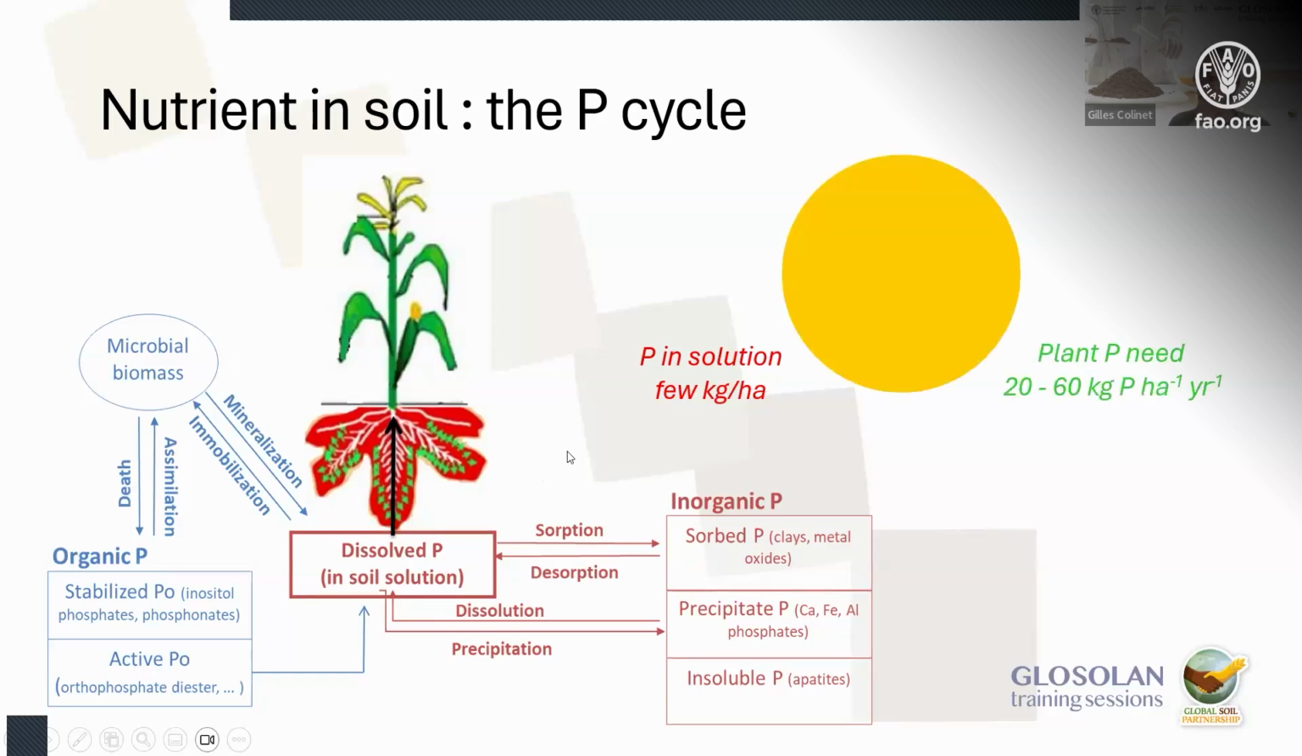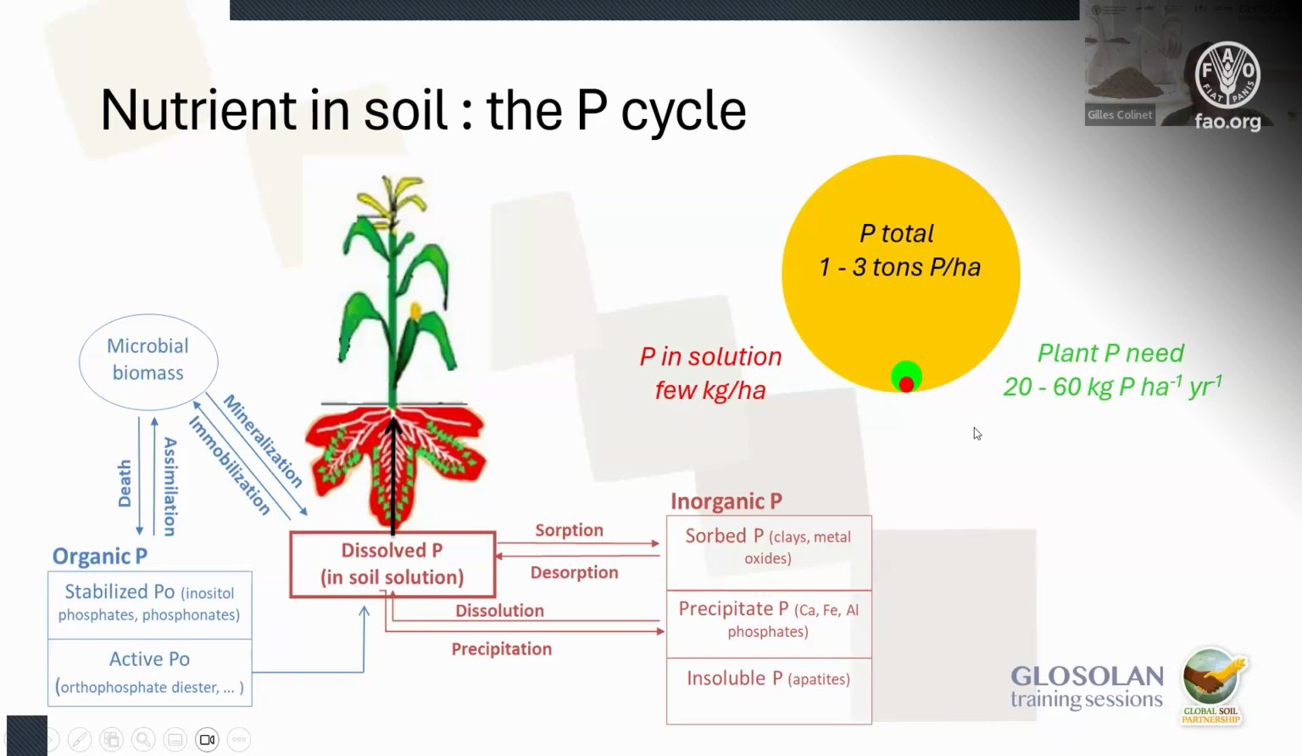If we look at the stocks, the total phosphorus in the soil, so the sum of all the pools here, is equivalent to 1 to 3 tons of phosphorus per hectare. If you look at the plant need, it is counted in kilos, not in tons. So it's 20 to 60 kilos of phosphorus per hectare per year. And the phosphorus which is in solution is a few kilos per hectare.